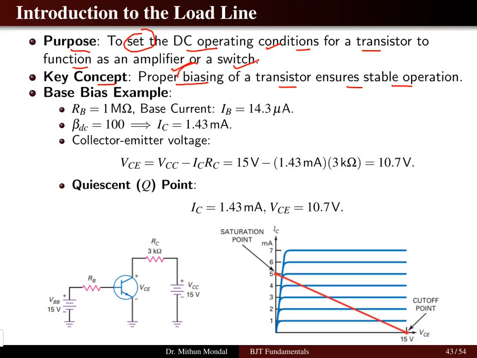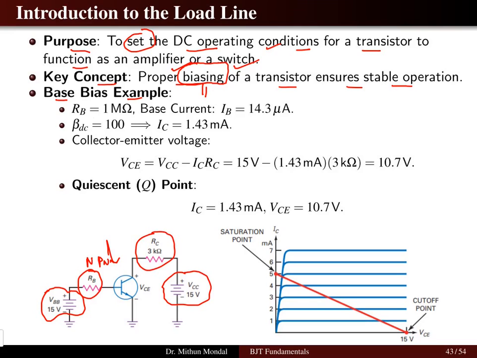When we talk about biasing, we are talking about the supply that is connected on the two sides, either on the emitter base side or on the collector base side. So one is forward biased, another is reverse biased. We will take an example to understand the base bias of this circuit where you have an NPN transistor where the supply voltage is connected as 15 volt on the base side and on the collector we have the 15 volt connected. There are two resistors RB and RC which are connected on the base and the collector.